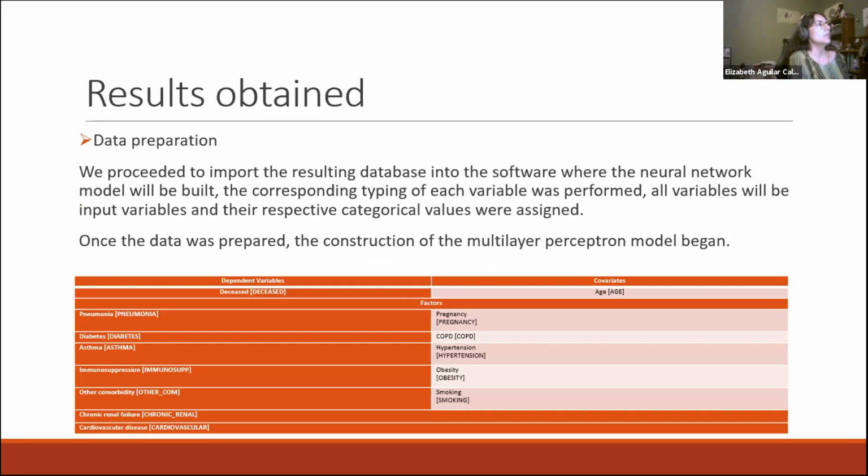Then we continue with the data preparation. We proceed to import the resulting database into the software where the neural network model will be built. The corresponding typing of each variable was performed. All variables will be input variables and their respective categorical values were assigned. Once the data was prepared, the construction of the multilayer perceptron model began.